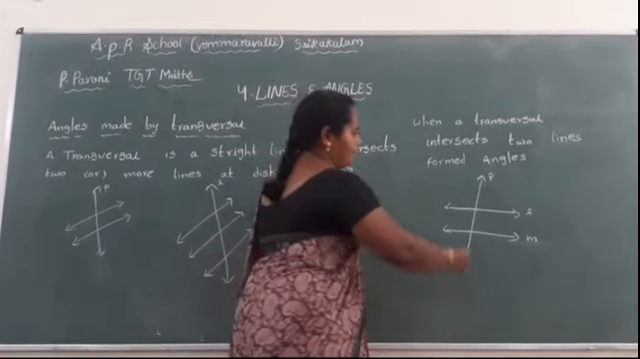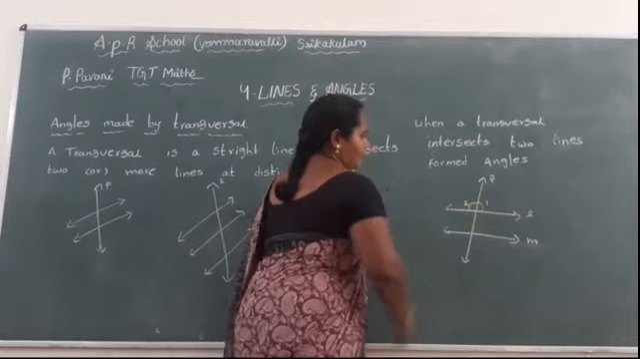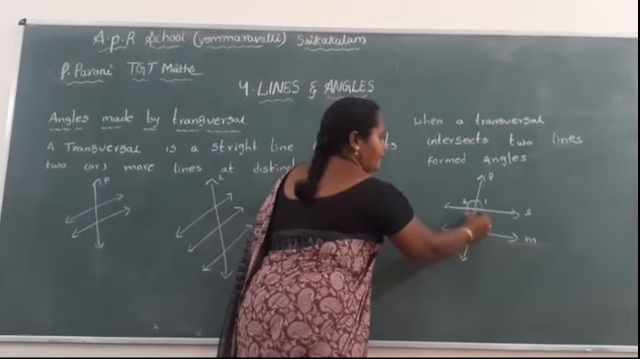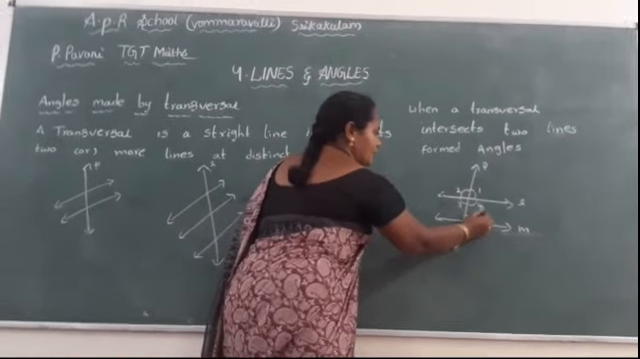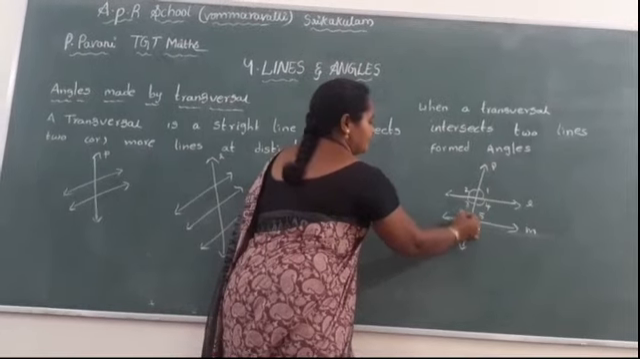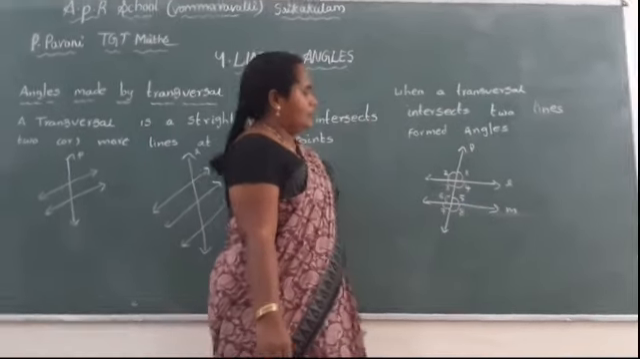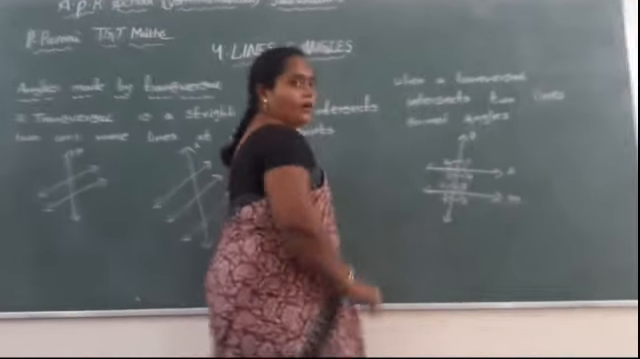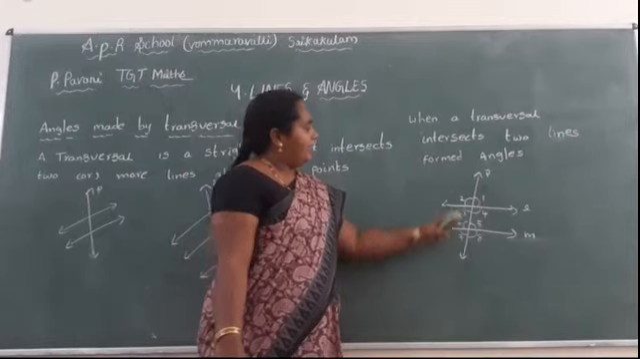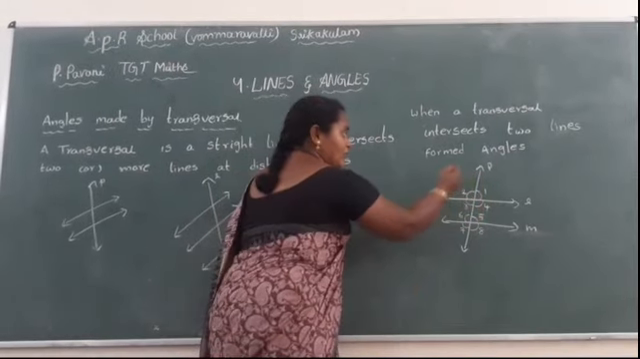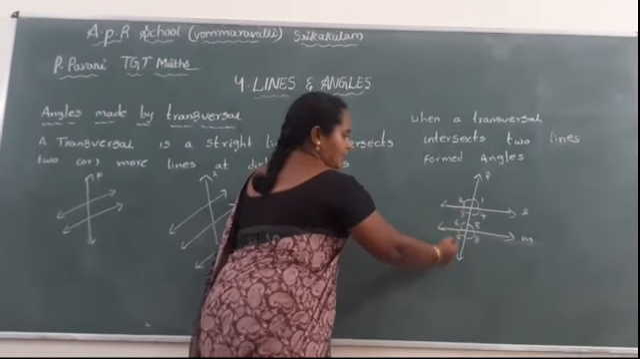The 8 angles are: the first one, angle 1, angle 2, the third angle, the fourth angle, angle 5, angle 6, angle 7, angle 8. Okay, 8 angles are formed when a transversal intersects two lines. First one is angle 1, angle 2, angle 3, angle 4, angle 5, angle 6, angle 7, angle 8.